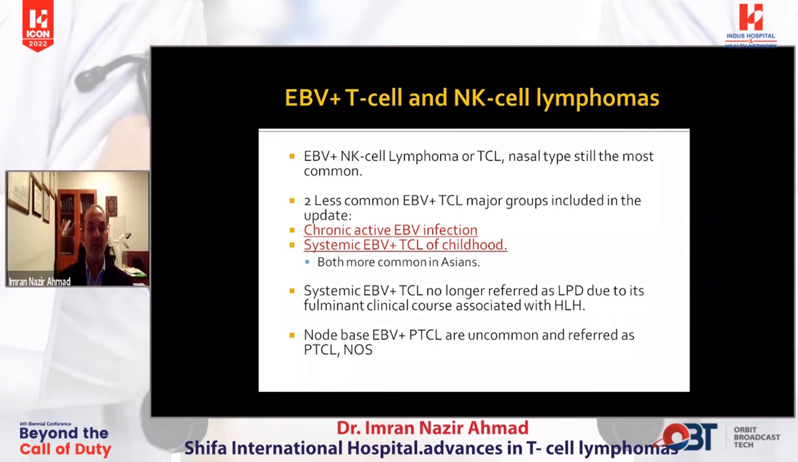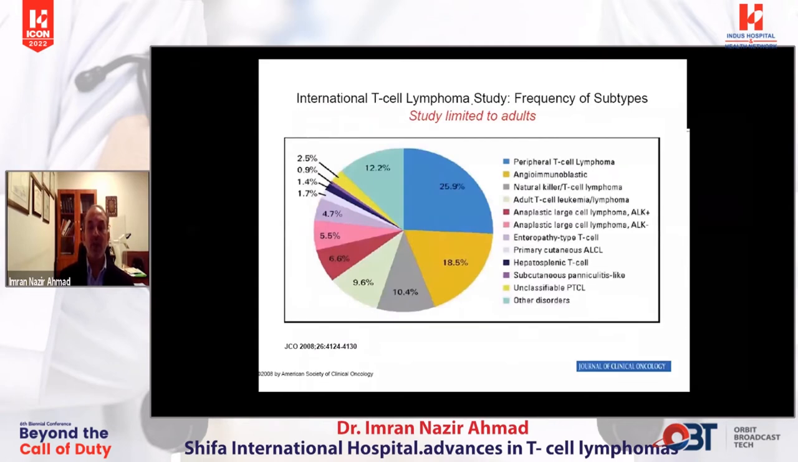Number one is chronic active EBV infection, and number two is systemic EBV positive T cell lymphoma of childhood. Both are more common in Asians. Systemic EBV positive T cell lymphoma is no longer referred to as LPD due to its fulminant clinical course and also association with HLH. So it's now called lymphoma rather than disorder. Then node-based EBV positive PTCL are uncommon, and they are referred to as peripheral T cell lymphomas, not otherwise specified. So that was just a brief overview of the changes that we saw in the latest classification.